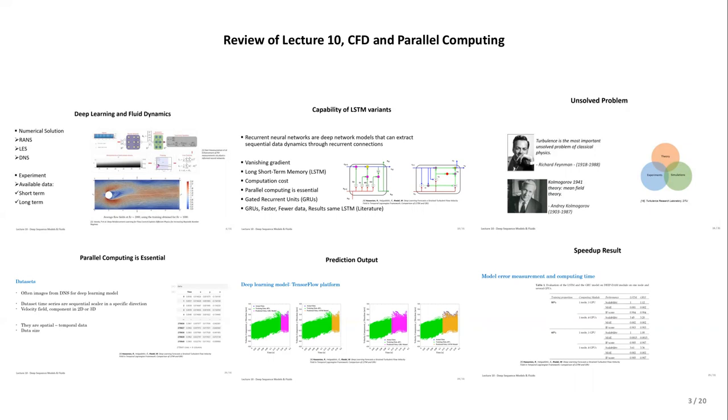When we have a data set from this solution, we can apply these data sets in deep learning and provide a model for prediction of specific features of the flow. Also, there are some experiments in fluid dynamics, and we can apply data sets from experiments to build a deep learning model and make predictions for the following parameters of the flow. However, it is essential to design the data and how we can apply them.